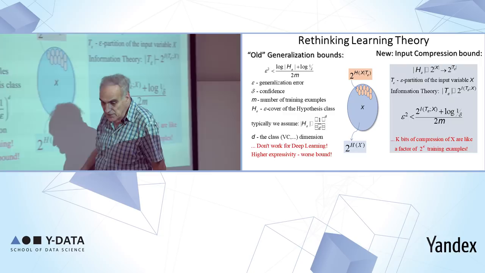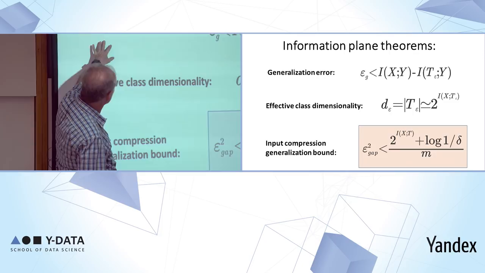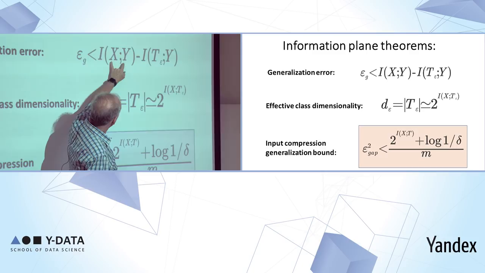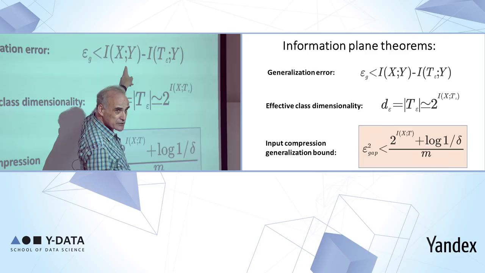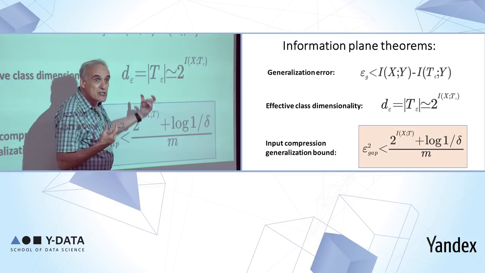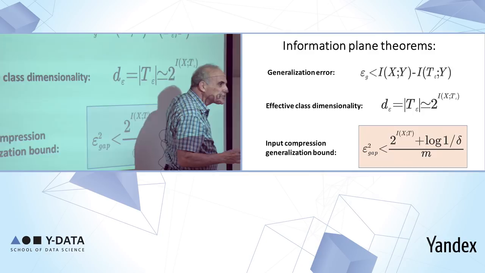Essentially, generalization error is completely dominated by the difference in the mutual information of the last hidden layer, I mean, how much the last hidden layer captures about y compared to the perfect prediction. So this is generalization error. And what happens here is that the effective dimensionality of the representation at each layer is essentially 2 to the mutual information that this layer has about the input. But this is very strange.